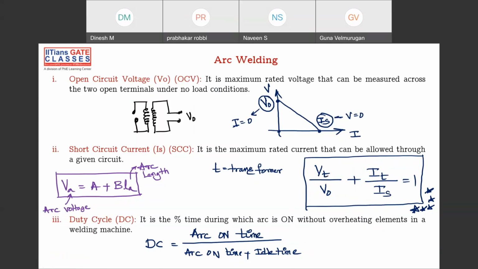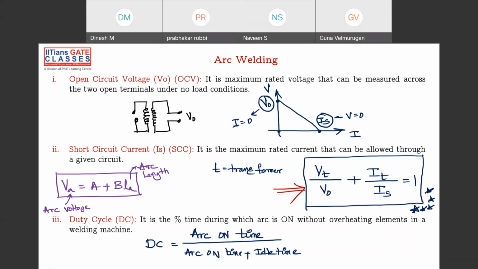Sometimes even if you see this T will be dropped. So simply people will write V by open circuit voltage plus I by short circuit current is equal to 1. Like that they'll write sometimes. Just to make things understandable, I wrote T as well. Sometimes if you see in some books, they'll be writing V by open circuit voltage OCV plus I by SCC short circuit current is equal to one. They even write like this also. Now, this is a very important equation you have to remember. V by open circuit voltage plus I by short circuit current is equal to 1.